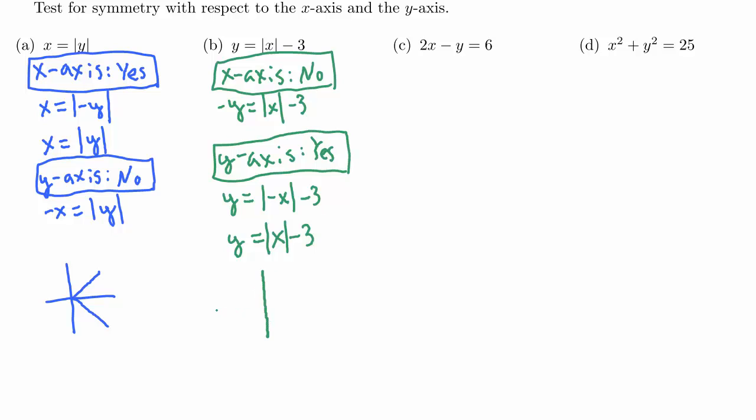This can be seen if you graph this. This is the absolute value shifted downward. Therefore, it's symmetric with respect to the y-axis, but not the x-axis.